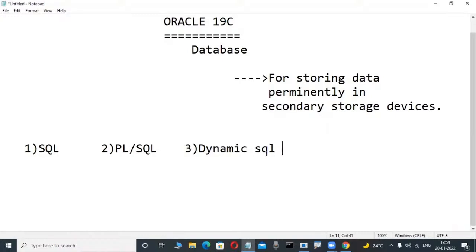SQL is a common one. But syntaxes are different and functions are different, as I already told you.